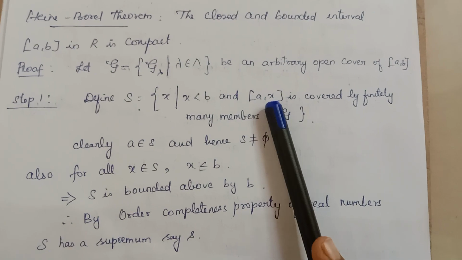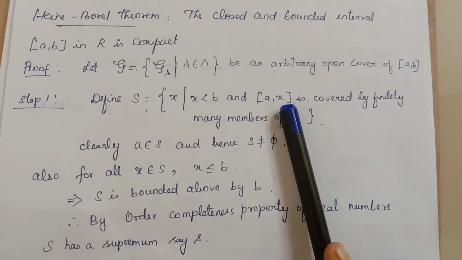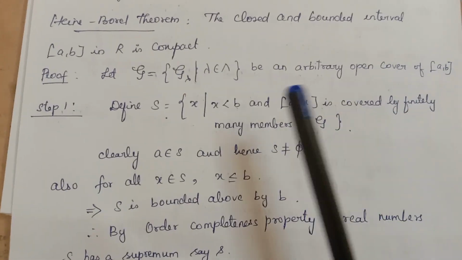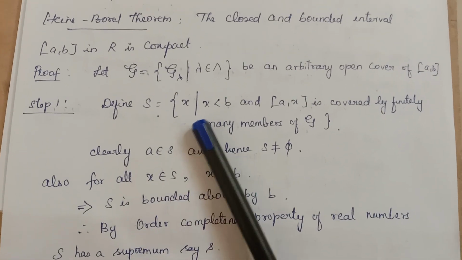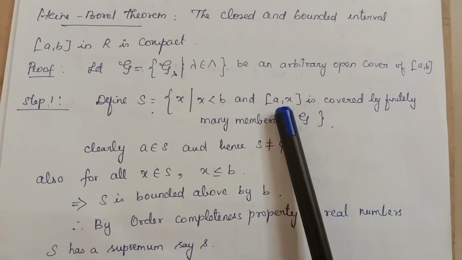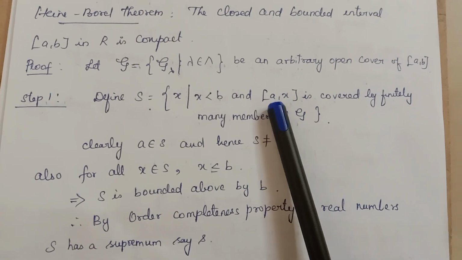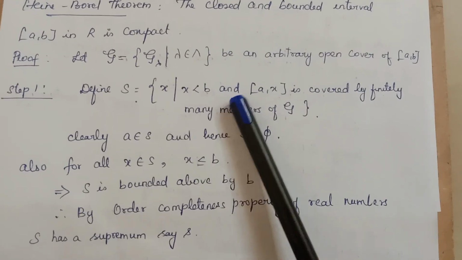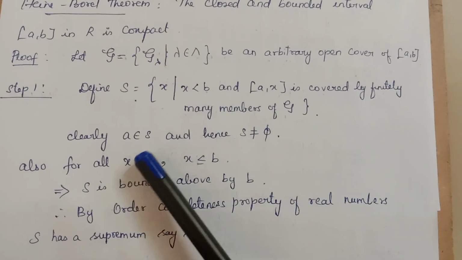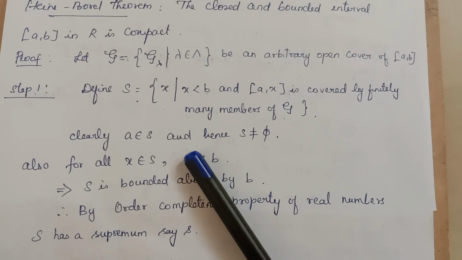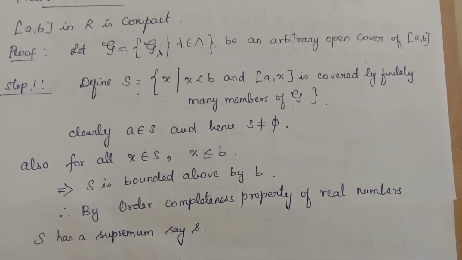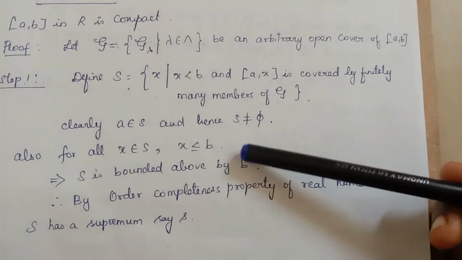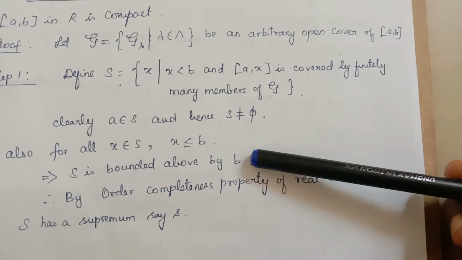That is, this interval A to X admits a finite subcover. I am not sure whether this admits a finite subcover or not, so I am just collecting the elements X for which the interval A to X admits a finite subcover. Obviously A is an element of S, because A satisfies all the conditions for the set. So S is a non-empty subset of R, and every element X is always less than or equal to B. Therefore it is bounded above by B.